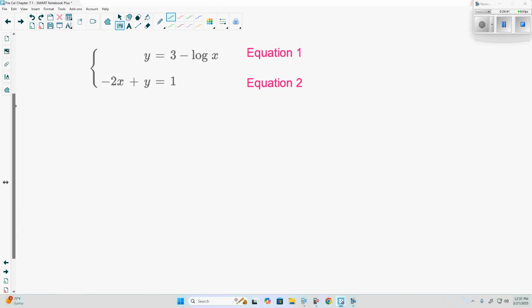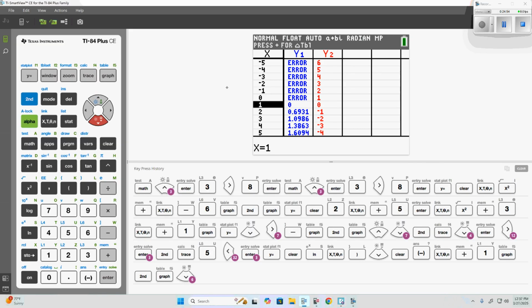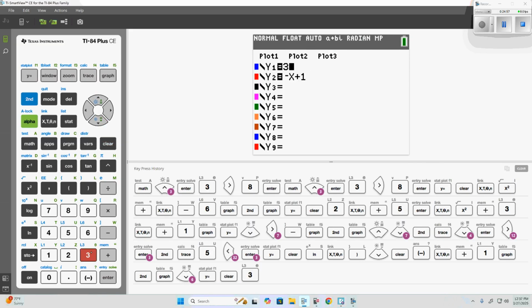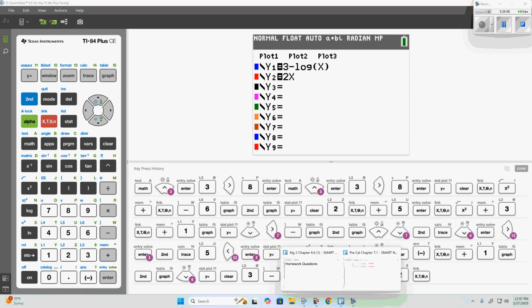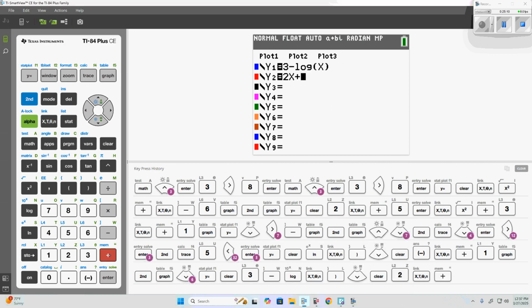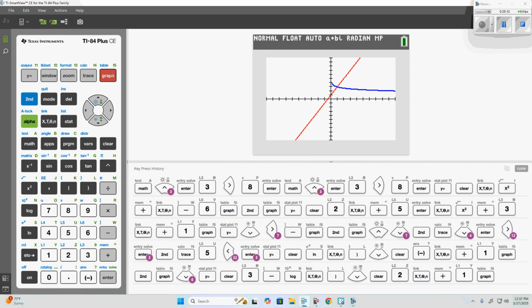Now the first one, y is by itself. The second one, we could get y by itself, telling us y is equal to 3 minus log of x. And I think the other one was what, 2x plus 1. Graph.